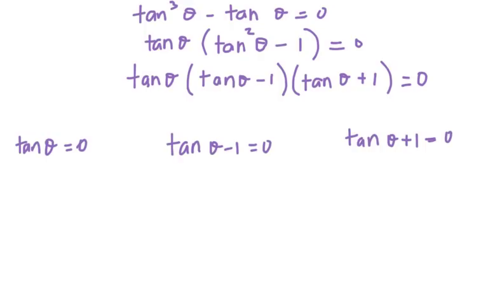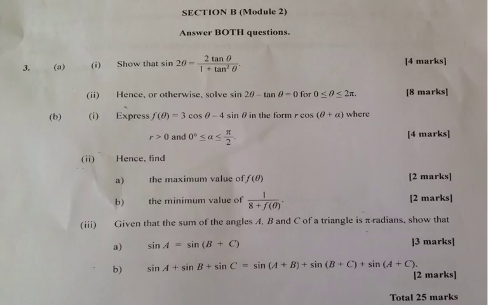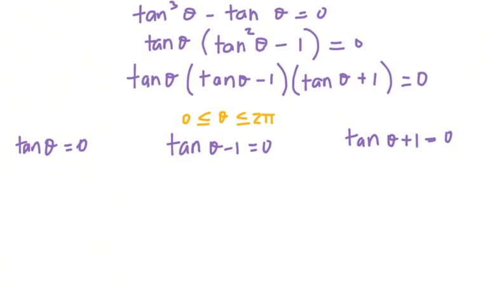Now we recall the range that we're looking for solutions. Theta is between 0 and 2 pi. That was given to us as our range. So looking at our first factor, tan of theta is equal to 0. That must mean that theta is equal to tan inverse of 0. So therefore our solutions for theta between 0 and 2 pi would be 0, pi and 2 pi.